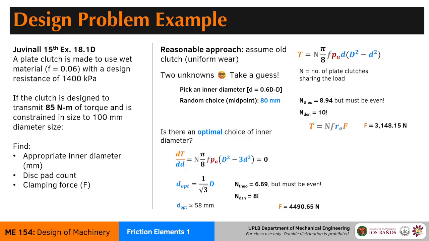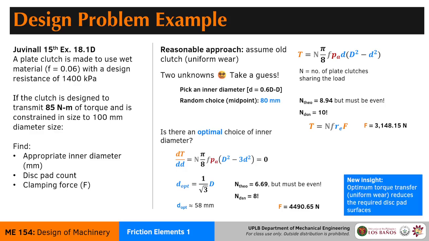The rise comes from the fact that we reduce the required count of the clutch pads. So the clutch pad count reduces for the optimal choice, but the force has to compensate to deliver the same 85 Newton meter torque. So yes, there is an optimal choice. However, sometimes you can't reach the optimal choice, so you grab the next best thing. So essentially, when you only remember the range of inner diameters that are perfect for a plate clutch or a disc clutch or disc brake, you can just select the smallest one possible.